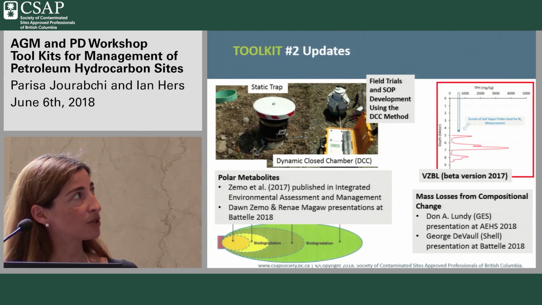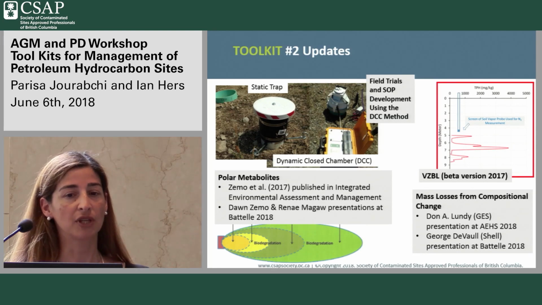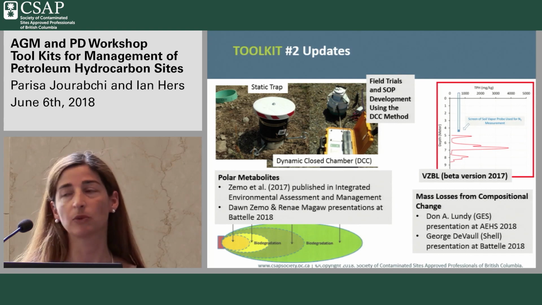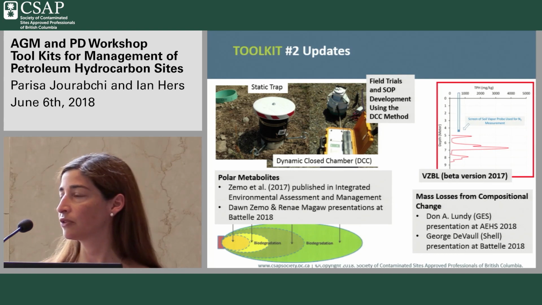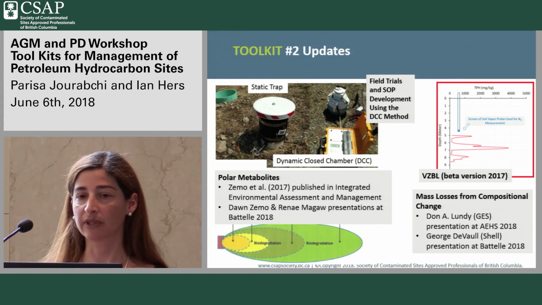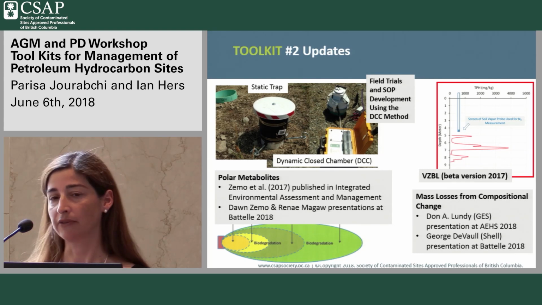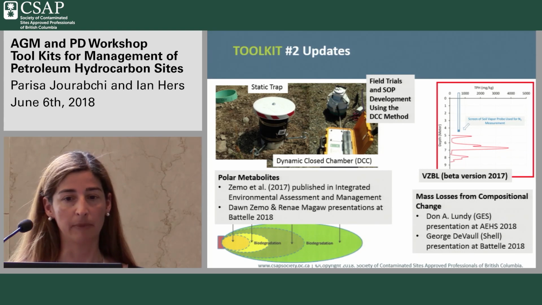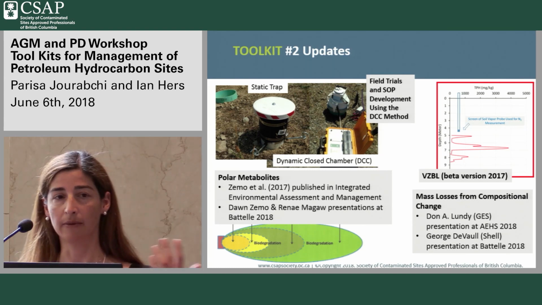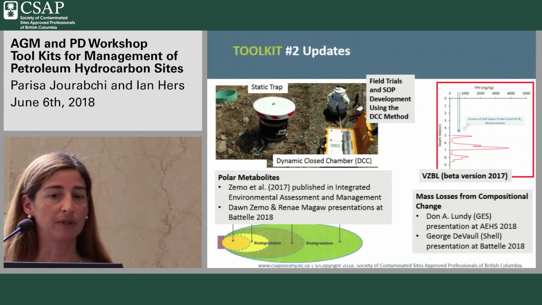The two different methods are shown on the top left. There's the static trap method and the dynamic closed chamber method, or the DCC method. We were fortunate to be able to do field trials where we could compare the use of these two different methods, look at seasonal changes, and most importantly, come up with a practical method and create an SOP for measurement of NSZD estimates using the DCC method, and with using radiocarbon data to correct for the contribution of natural source respiration to the rates that we measure.